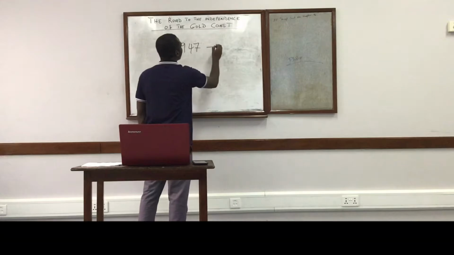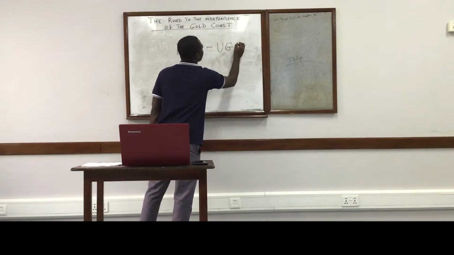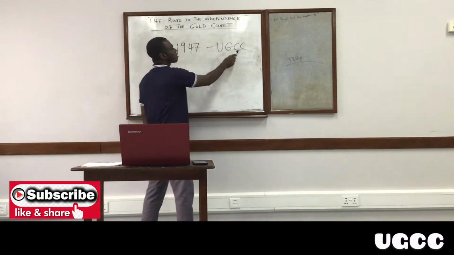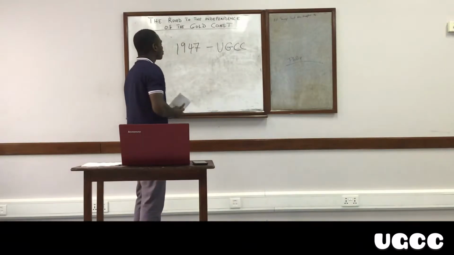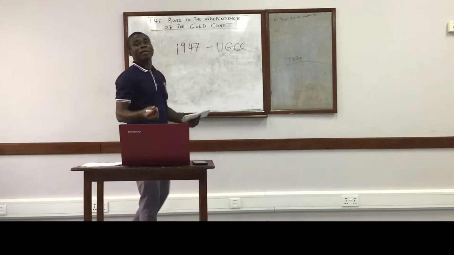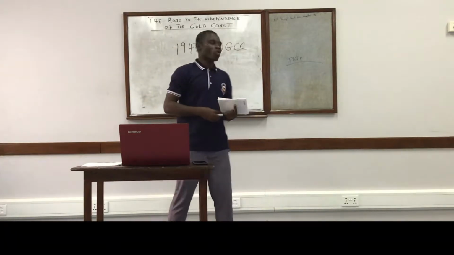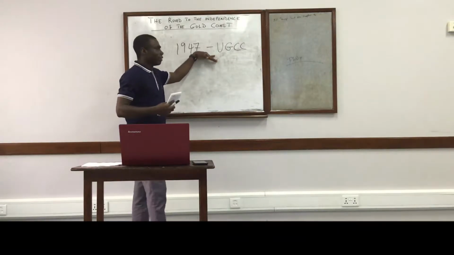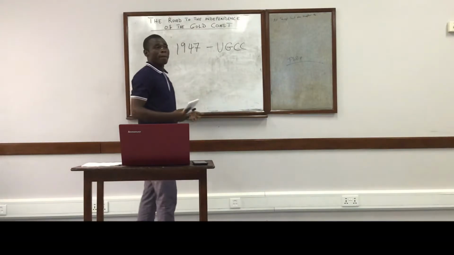1947, when the first political party was formed in the Gold Coast. The name of the first political party was UGCC. So UGCC was formed in the Gold Coast, and the objective of the UGCC was what? Independence within the shortest possible time. So they formed the political party in 1947, and they wanted independence within the shortest possible time.